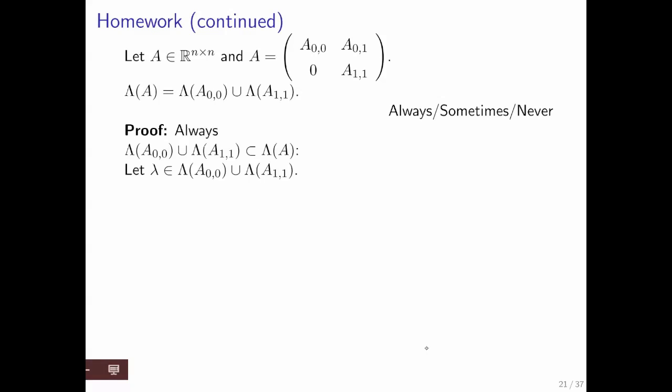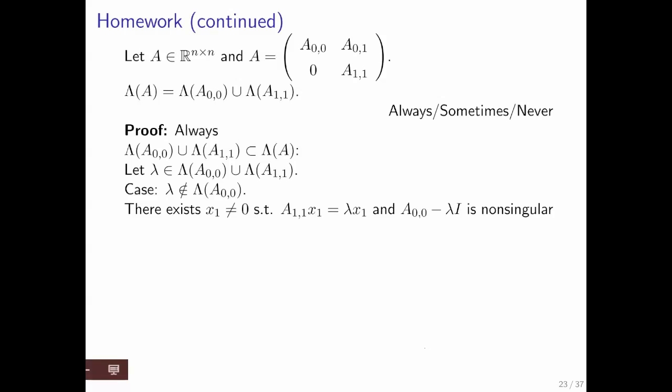Now, similarly, we can say, what if it's not an eigenvalue of A00? Well, then two things happen. First of all, it is an eigenvalue of A11, so this must be true for some non-zero vector x1. But it's also the case that A00 minus lambda I must be non-singular, because if this here is singular, then lambda would have been an eigenvalue of A00.